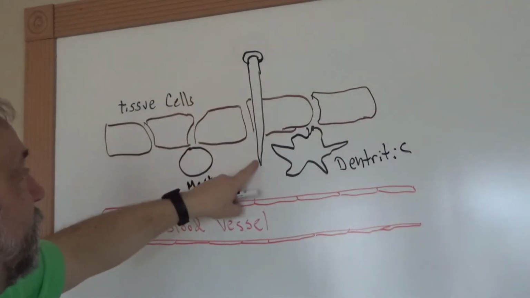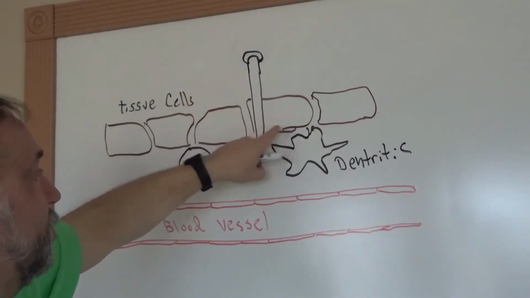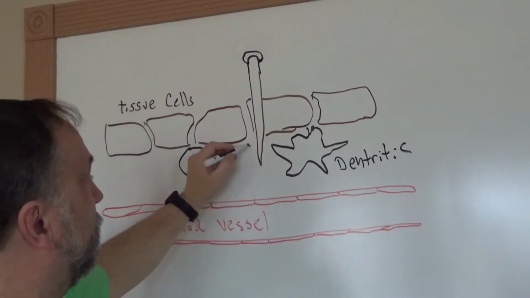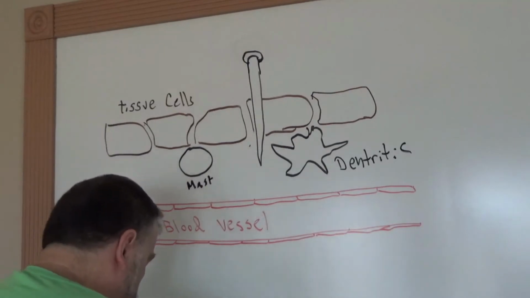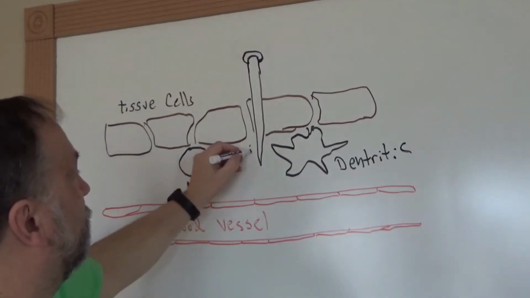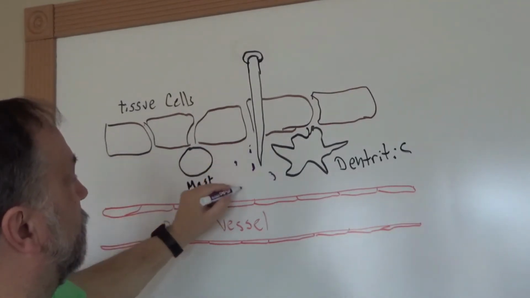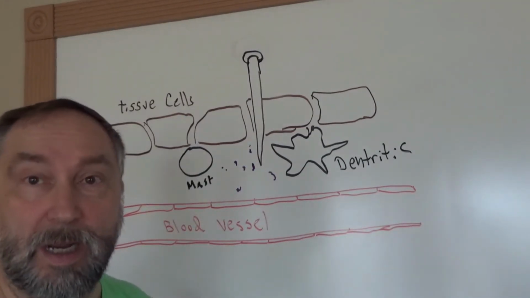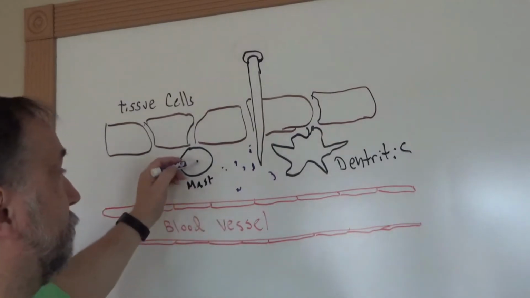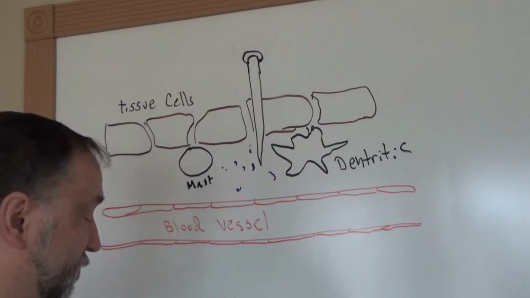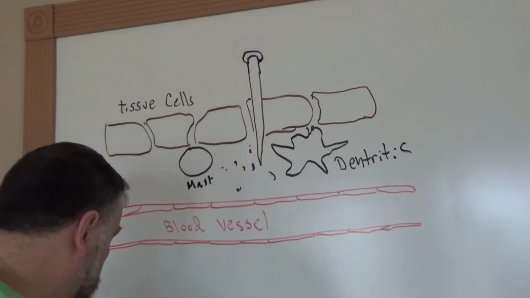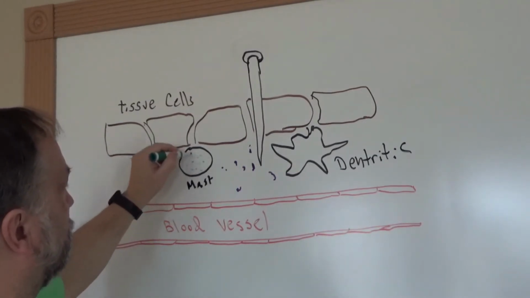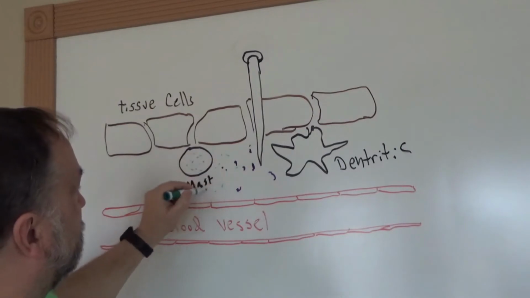So the nail comes down into here and damages some of these cells. These cells here release some cytokines. Let's make these purple. So one thing these cytokines will do is activate this mast cell. This mast cell is full of histamine. Let's make histamine green. And it will release histamine out into the area.